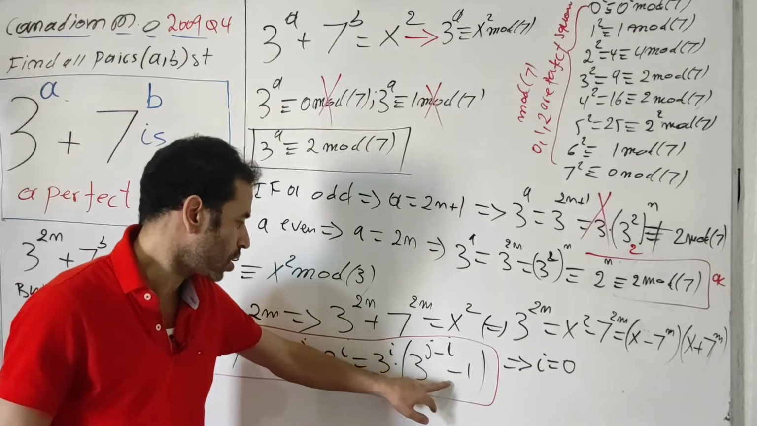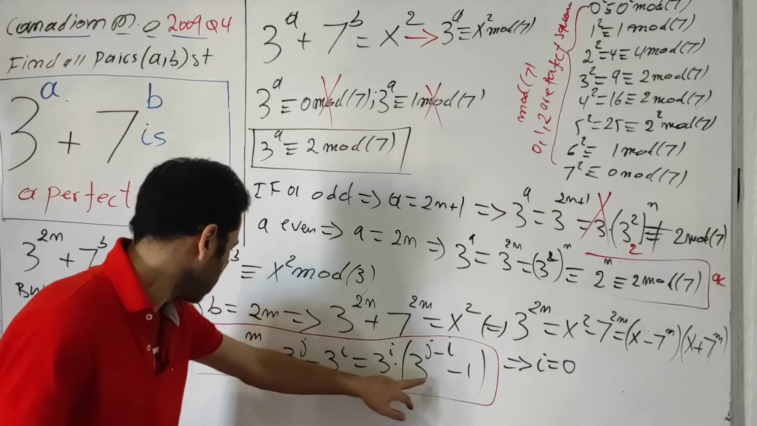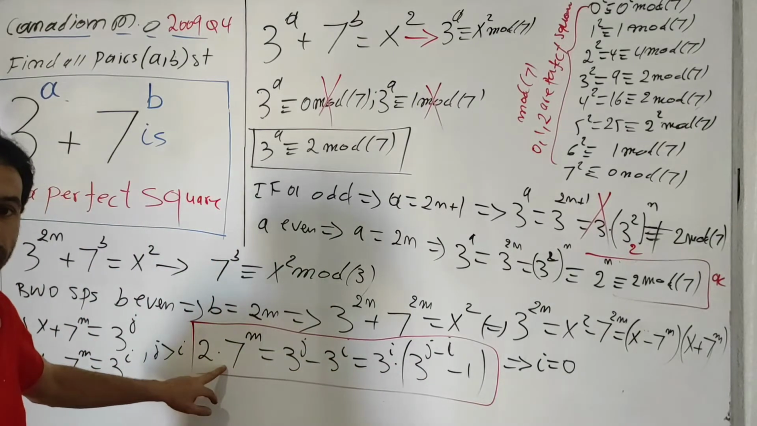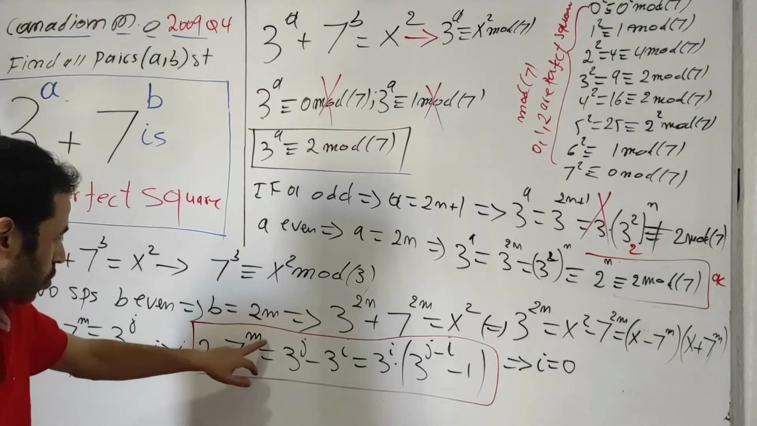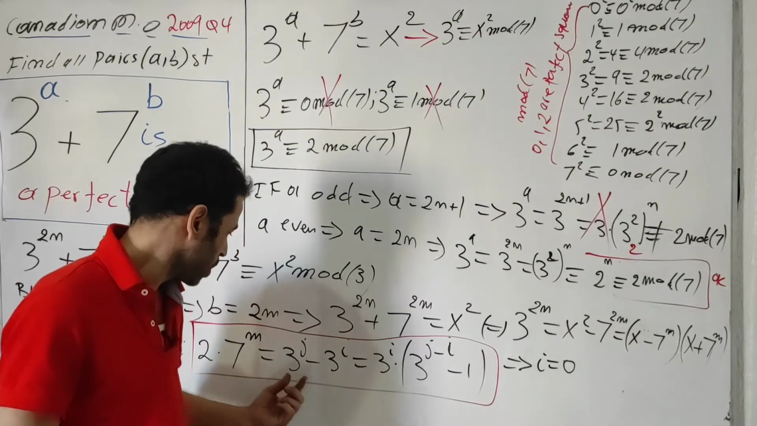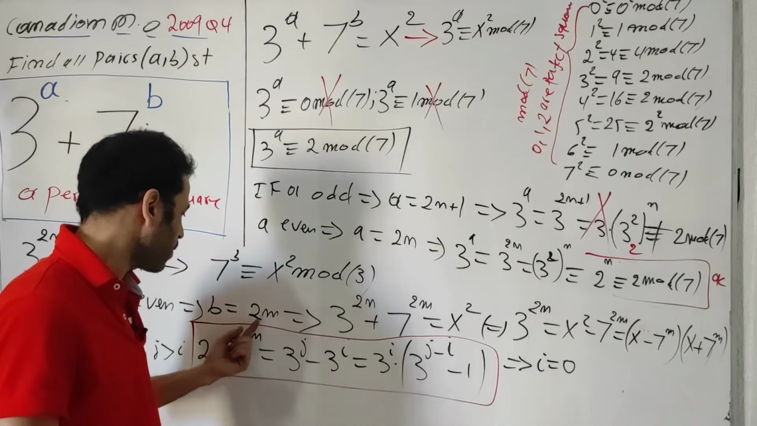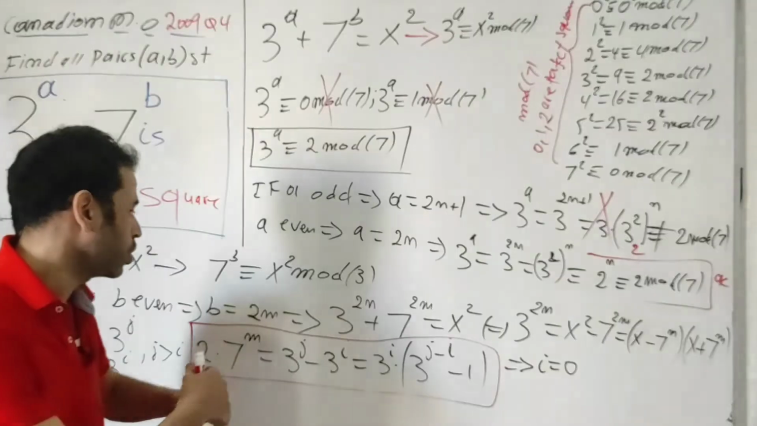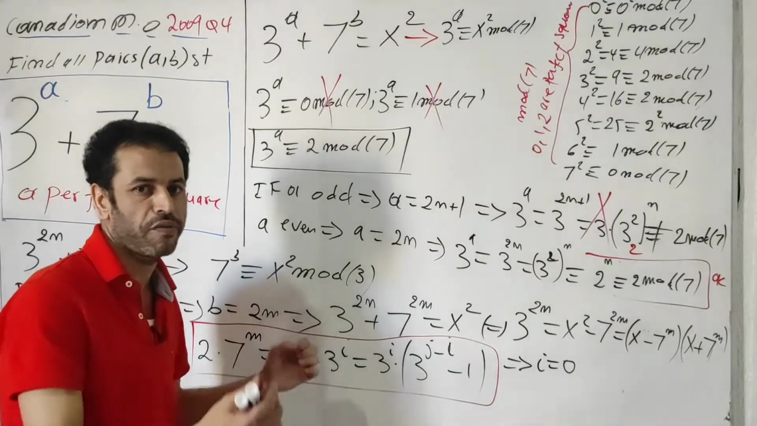9 minus 1 is 8. Okay, it's 8. The left-hand side of this equation becomes a different number, because if m equals 1, for example, we will have 14 equals 8, which is impossible. That's the minimum value. If you go higher, the problem keeps growing, you will miss the equation, and you will never have a solution.